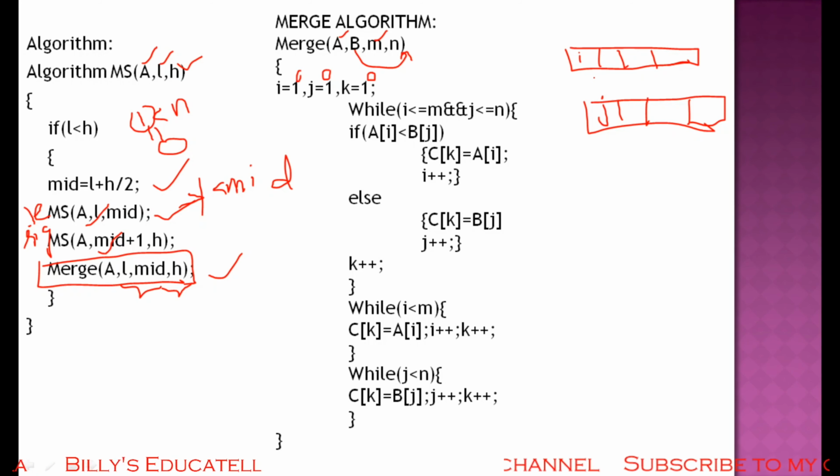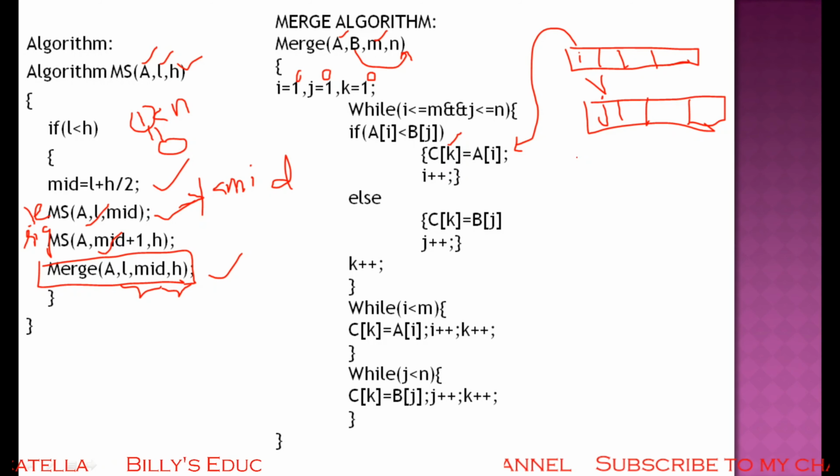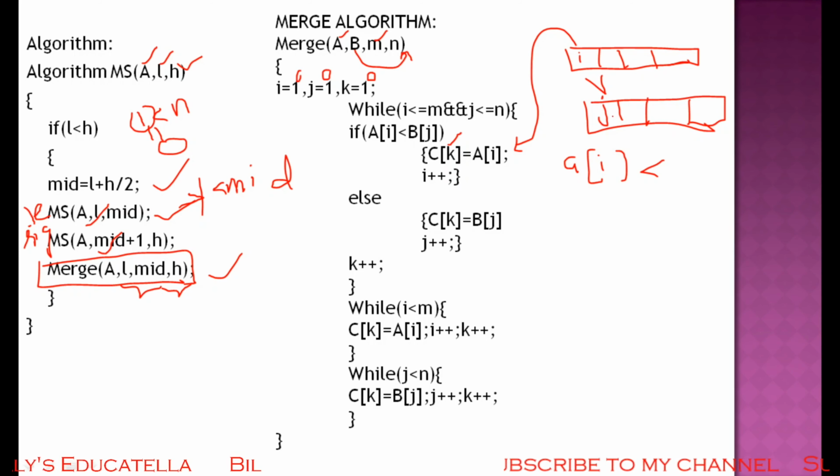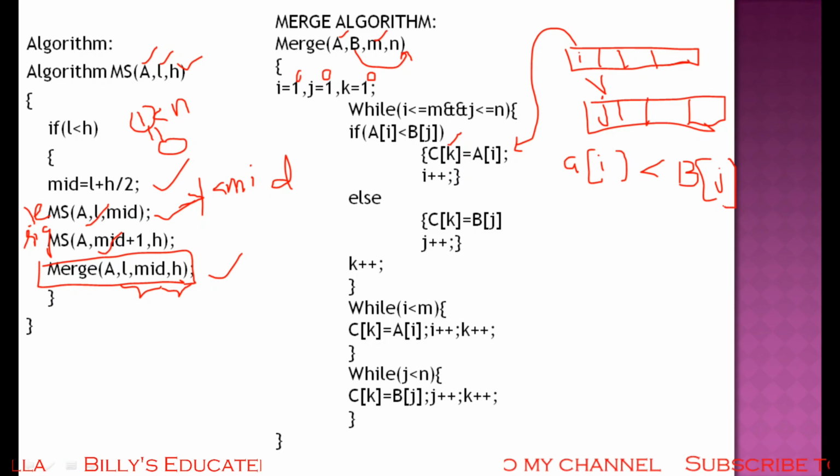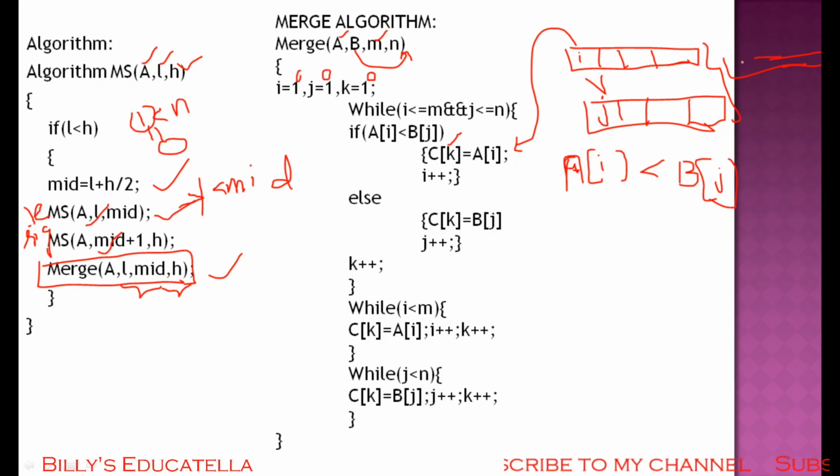is less than, here array of i is less than j, so I take another array, that is a temporary array C of k. Into that C of k I am putting this A of i, because array of i value is less than B of j. I think you understood. Here A array value is less than B of j. Here these two arrays are a part of a total array of size some 8.